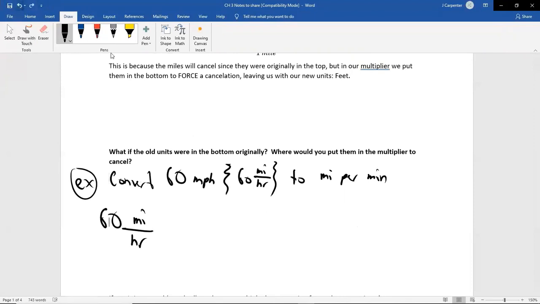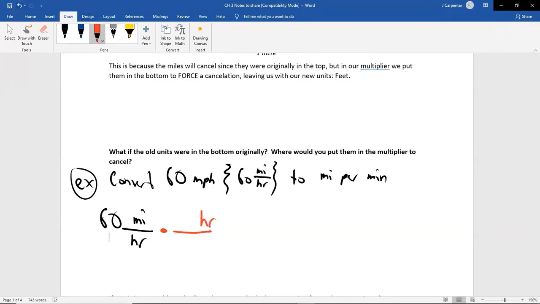And we want the hours to convert to minutes. So the hours are the old that we've got to be out with. The minutes are the new that we want to be in with. So we multiply by a fraction in such a way that the hours will go away and we'll be left with minutes wherever the hours were before originally. These hours are in the bottom originally, and the whole idea is that you want to put your units that you want to go away in the opposite position. So since these hours are in the bottom, in this multiplier, they have to go in the top.